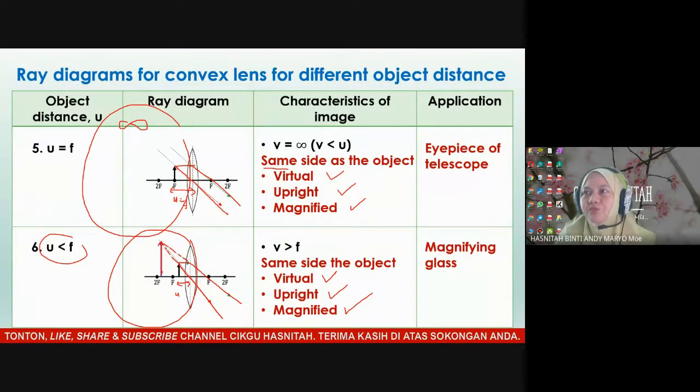Virtual because it is formed on the same side as the object. Nicholas, the object is on the left, and the image also appears here on the left, on the same side. So that's why it is virtual.